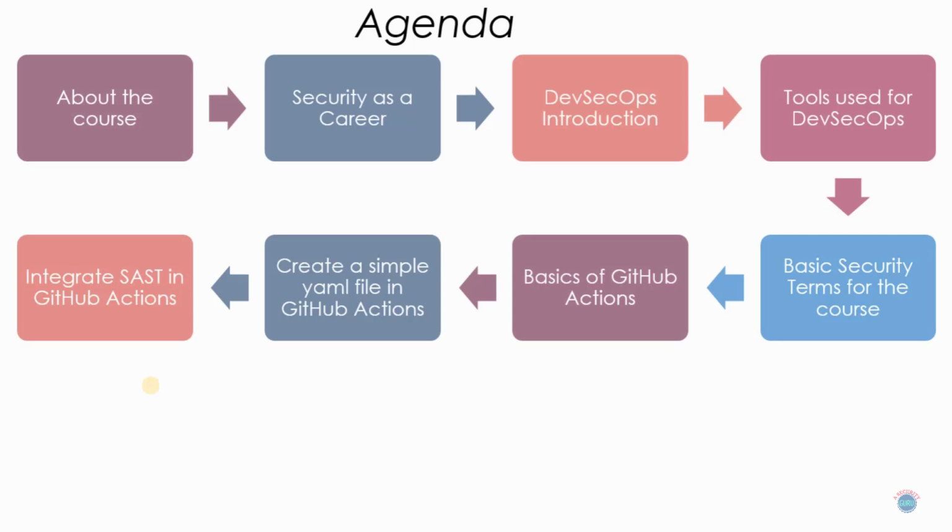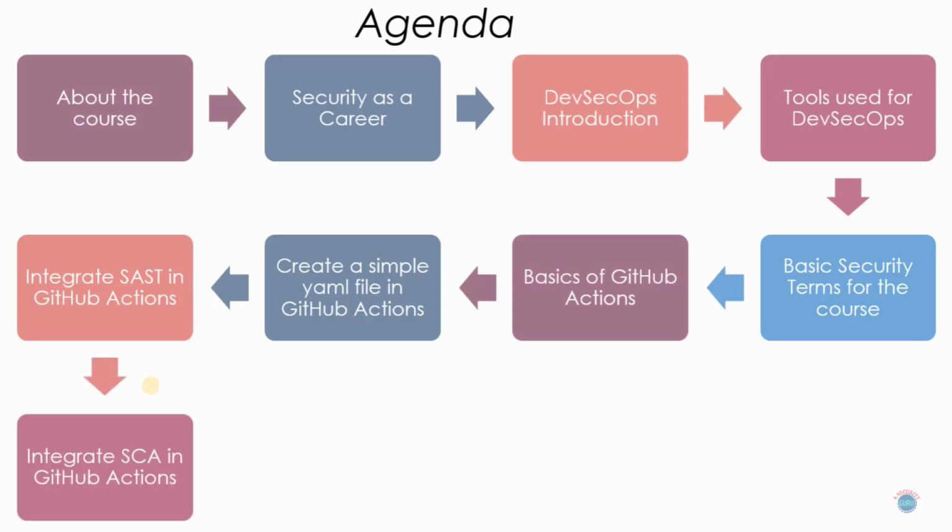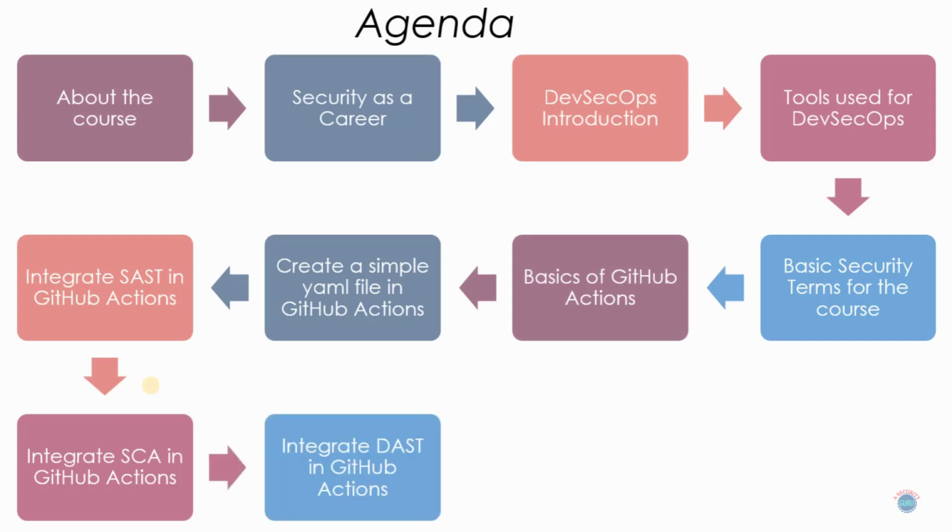After that, we are going to integrate our first static application security testing tool within GitHub Actions. After that, we are going to integrate software composition analysis scan within GitHub Actions using Snyk. After that, we are going to implement dynamic application security testing within GitHub Actions using OWASP ZAP.